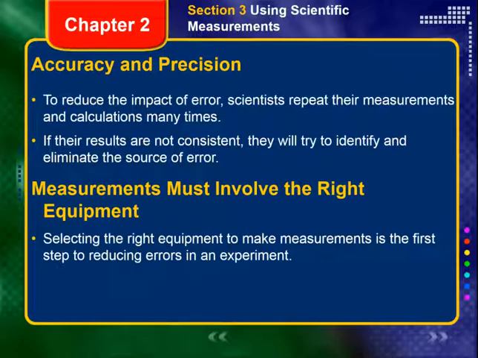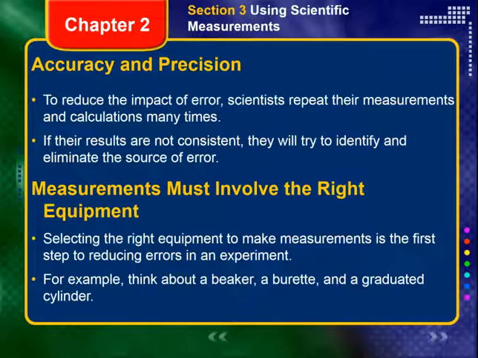So accuracy and precision. You might use these words interchangeably in common language, and that's okay. Just realize when we're in the science classroom, we're not using common language, we're using science language. And so accuracy and precision have different meanings in this context.